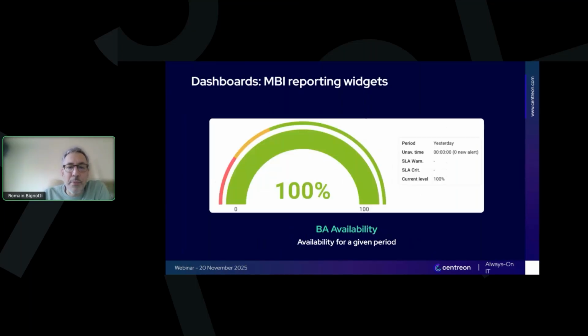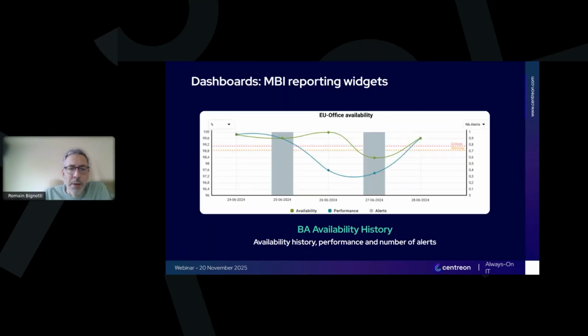Then we have all the availability widgets. So first one is concerning the business activity availability. So you have, for a given period of time, the complete availability, but you also can look at the current level of your BA and your thresholds of warning and critical SLAs. Then same thing, but for the history of the availability of the BA. So it works also for a business view, of course, where you can group all your BAs. And you have also the performance and the number of alerts on the timeline.